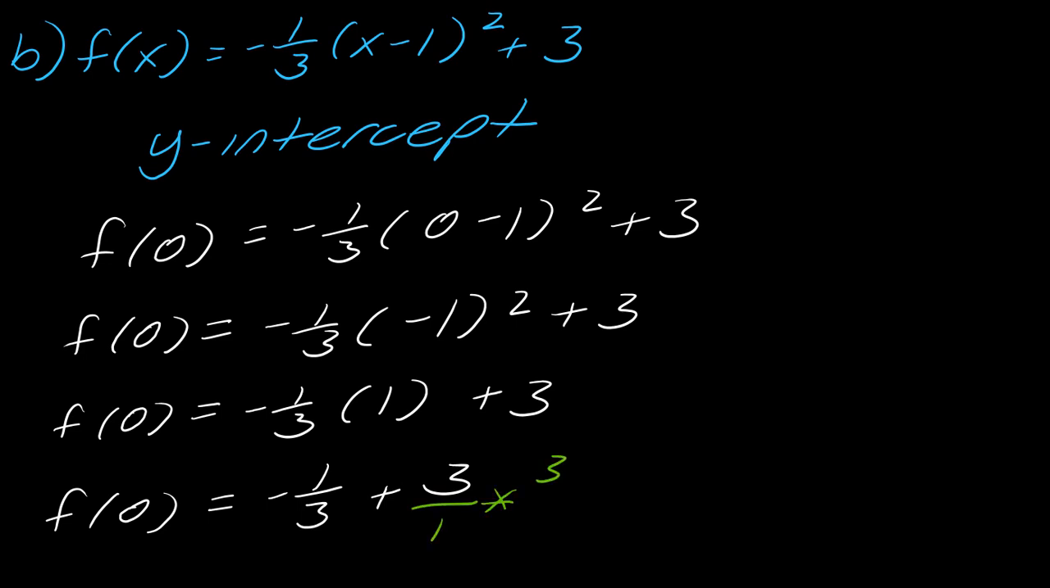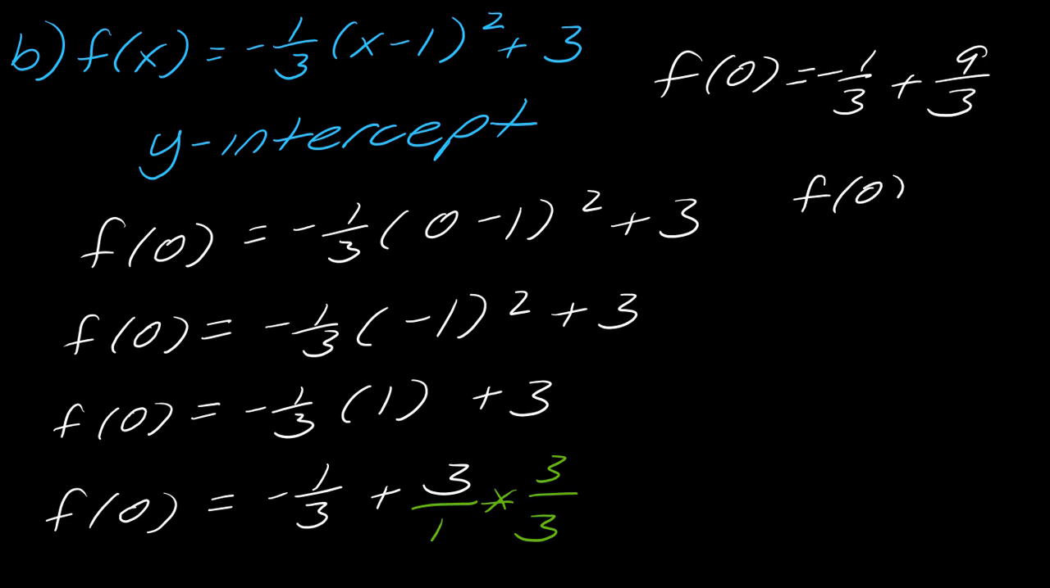So then I need to multiply the top and bottom by 3 over 3. I'm multiplying it by 3 over 3 so that I get this denominator of 3 that I want. So this will be f of 0 equals -1/3 plus now 9 over 3. So ultimately my f of 0 will equal +8 over 3. So then my y-intercept is 0 and 8/3.